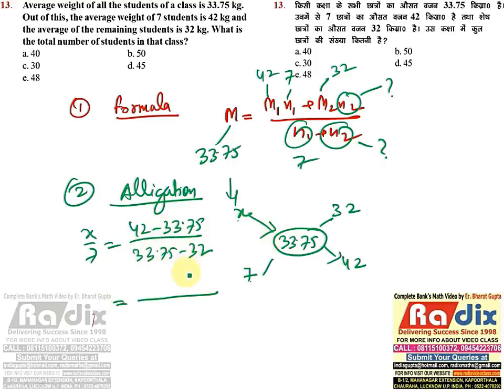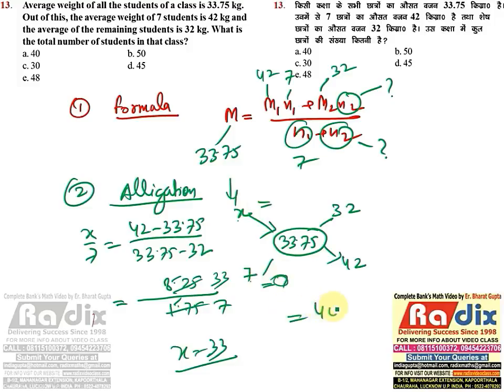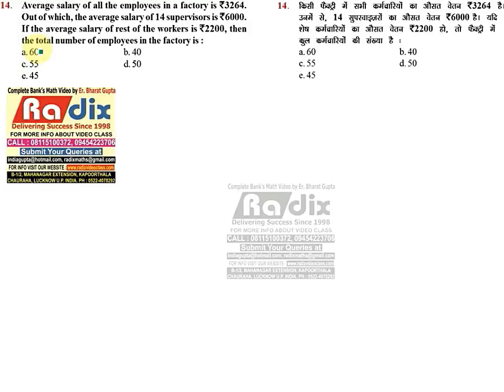Now 42 minus 33.75 is 8.25 and this is 1.75. Solving we get 33 by 7, so x would be 33. Now first group में 33 and second group containing 7, the total students in the class is 40. Answer is A option. Next question.